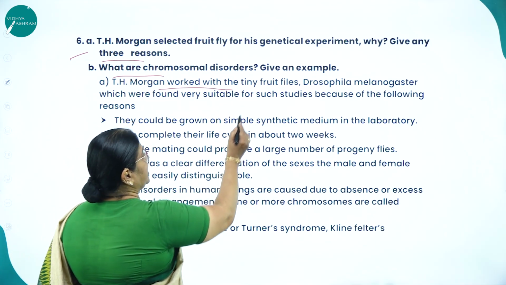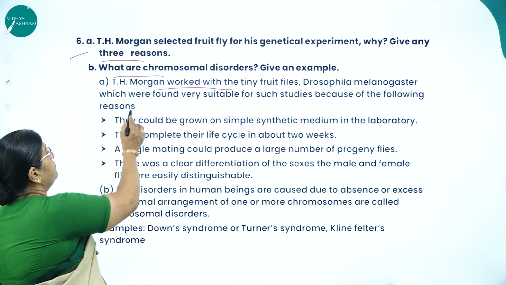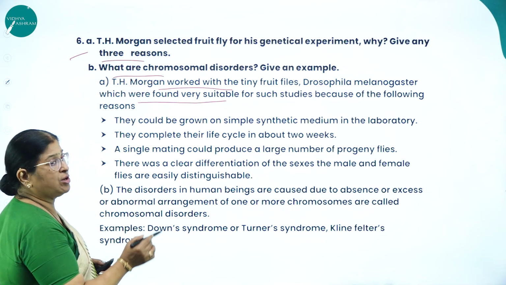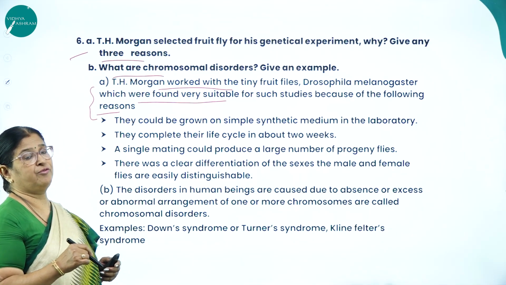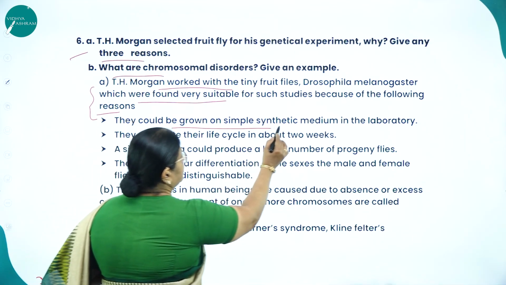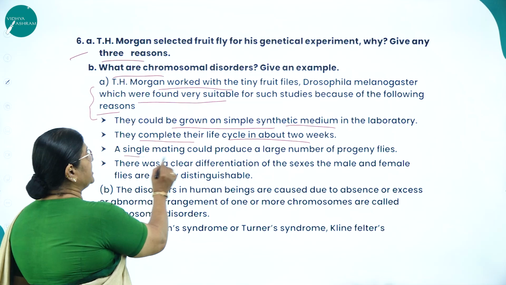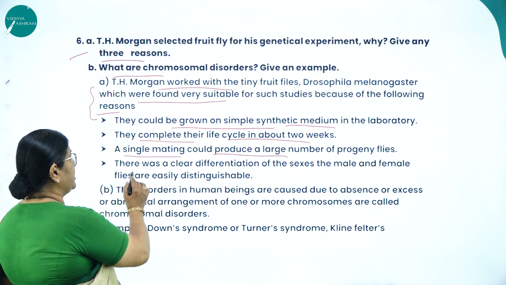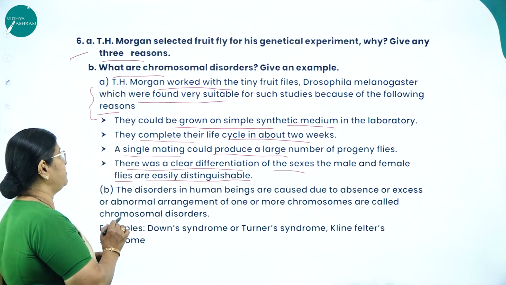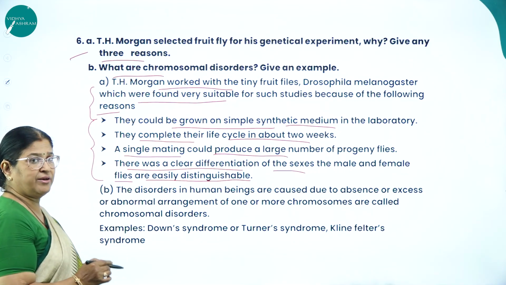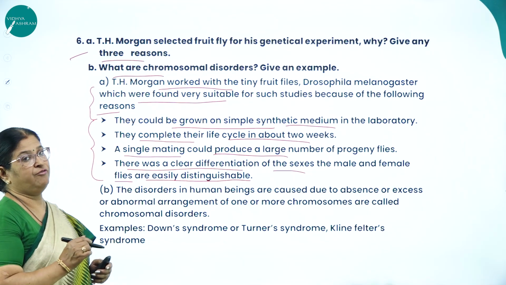T.H. Morgan worked with a tiny fruit fly, which is commonly called Drosophila melanogaster or the Cinderella of genetics, which was found very suitable for such studies because of the following reasons. They could be grown on simple synthetic medium in the laboratory. They complete their life cycle in about 2 weeks. A single mating could produce a large number of progeny flies. There was a clear differentiation of the sexes. The male and the female flies are easily distinguishable. So these are the important reasons why Morgan selected the fruit fly for his experiment.